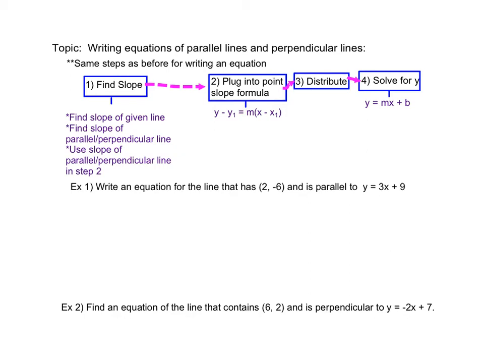Now that we can determine if two given equations are parallel or perpendicular or neither, now we want to know how to actually write the equation of a parallel or a perpendicular line. So the nice thing is we're going to use the exact same steps as we did in our previous objective.